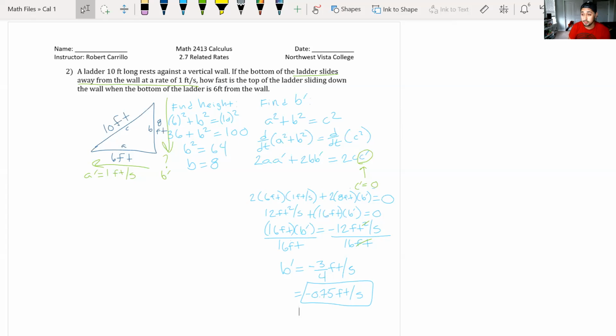And if you're wondering why the answer was negative, it is because if the ladder is falling, you can see that as a rate of decrease. You're falling. So this is why our answer is negative. If we wanted to state our answer from algebra to English, we would say the ladder is falling at a rate of 0.75 feet per second.